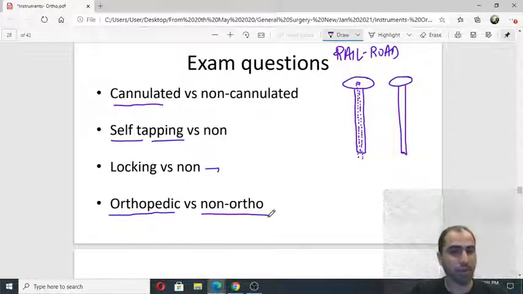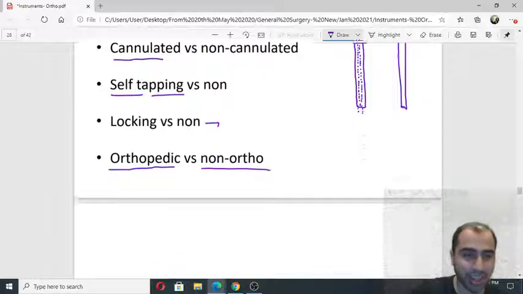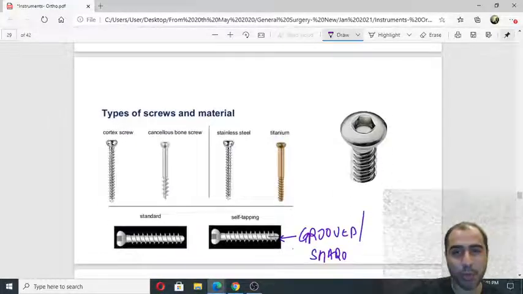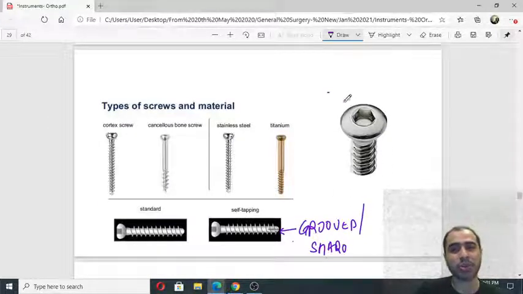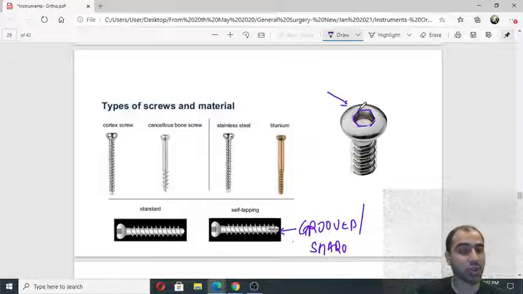I will tell you the material. Obviously materials are excellent. I hope you got it from here. Orthopedic screws, the head has a hexagonal shape. The head is always going to be hexagonal. That's how you will identify.